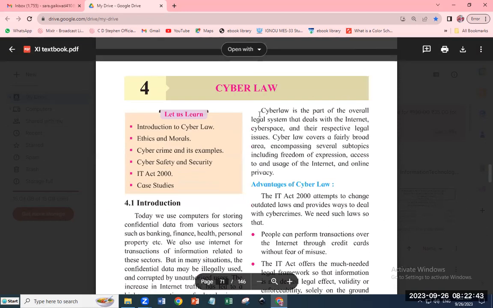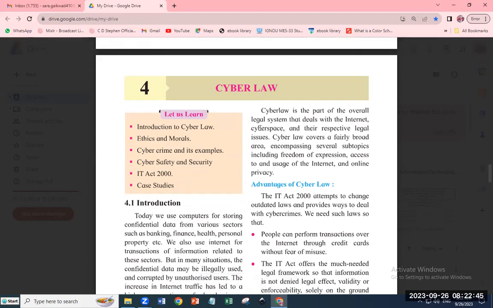Cyber law is a part of the overall legal system that deals with the internet, cyberspace, and their respective legal issues. Who is the one dealing with these crimes? Cyber law. There is a law enforced on each and every type of crime that takes place.